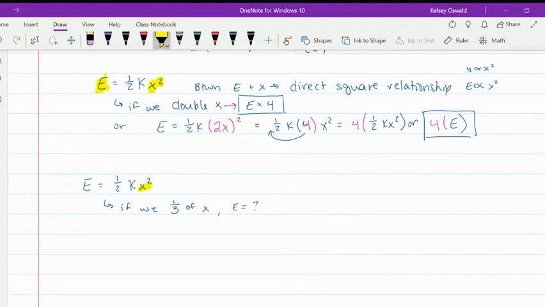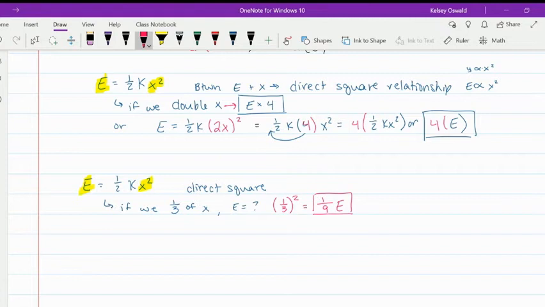So again, if we look at our relationship between e and x, we're going to see that we have a direct square relationship. So that means whatever we do to x, the square of that will happen to e. So if we have 1/3, we'll want to square that to see how our e value will be affected. And we're going to see then that we'll have 1/9 of our original e value.